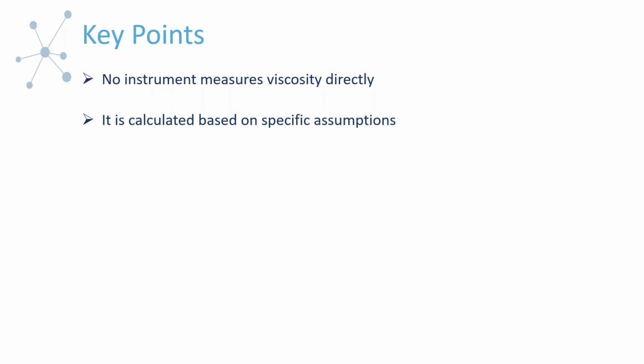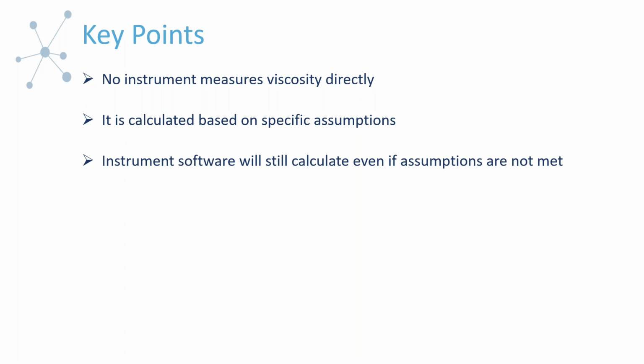The other point to make is that when you're using a mathematically derived formula to do the calculation, this formula was derived based on specific assumptions, and it's important to be aware of that. In general, the instrumentation is almost always going to give you a number. It's going to go through this calculation process that it's been programmed to do, and it has really no way of determining if all the assumptions that went into this formula are actually being met.